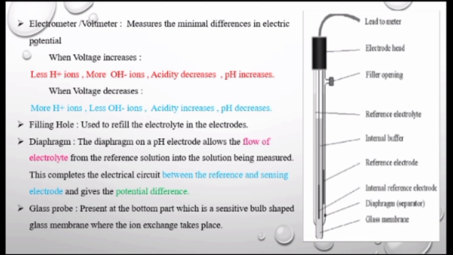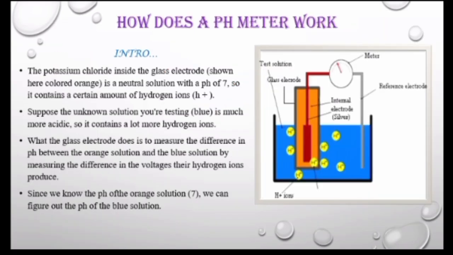Now we are going to see what is a glass probe. Present at the bottom part, which is a sensitive bulb-shaped glass membrane where the ion exchange takes place. With this, we are coming to an end of the parts present in a pH meter. Now, we are going to see how does a pH meter work.